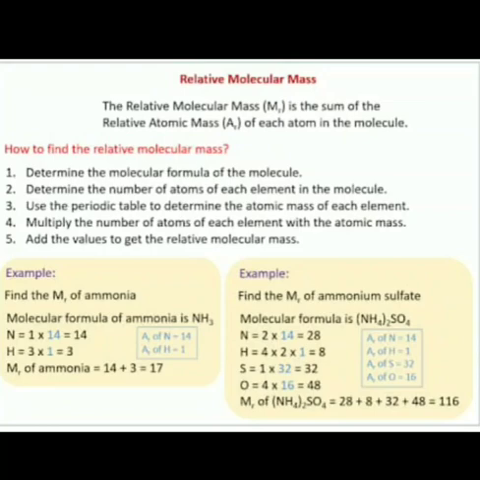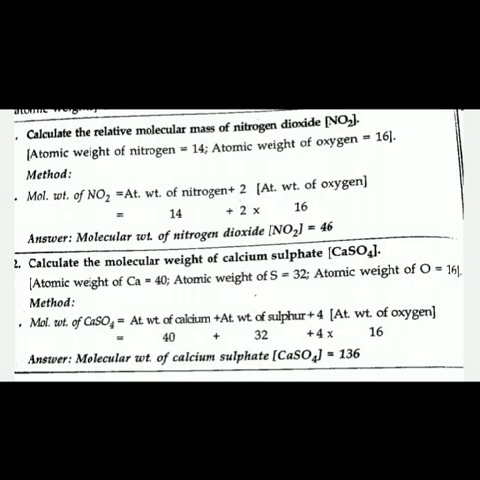So let's discuss some questions from your book. The first question, calculate the relative molecular mass of nitrogen dioxide. Here you remember one thing, that you have to revise the atomic weight up to 1 to 20 elements. Okay. Here you can find the atomic weight already given. Atomic weight of nitrogen 14 and atomic weight of oxygen is 16.